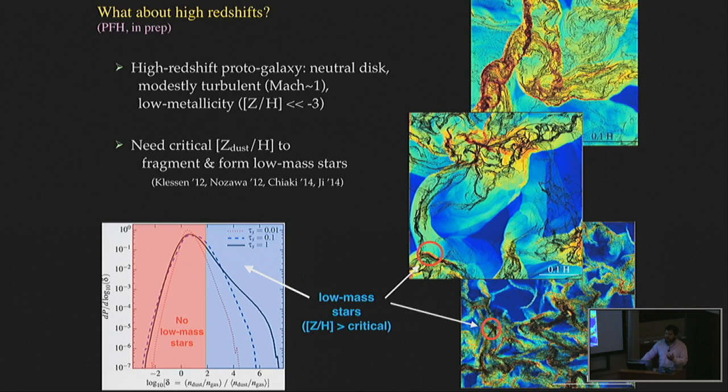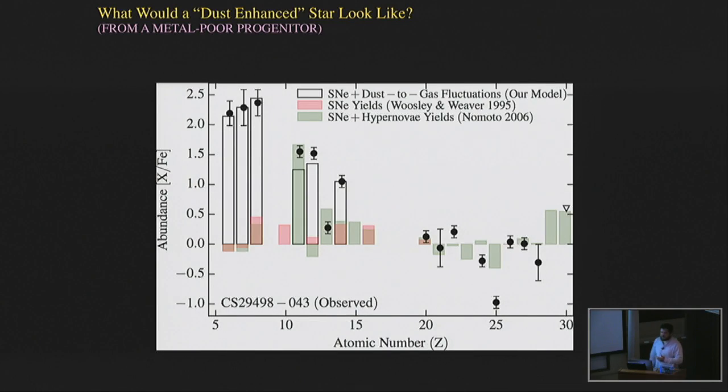okay, if there's a huge overdensity of dust in those regions, will the stars look weird as a consequence? And I think the answer is yes. They'll look weird in a way that seems to match a lot of observational hints for at least some of the very metal-poor population. So this is a typical example of an extremely metal-poor star. This has a metallicity of about -4. For now, just look at the points.